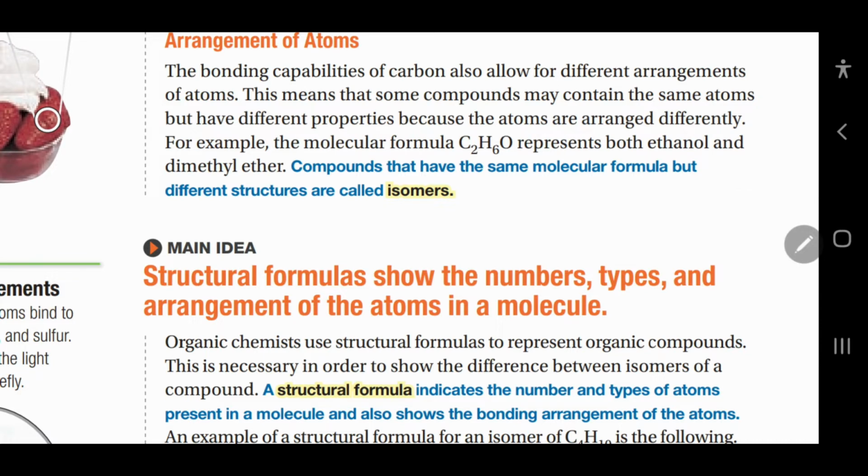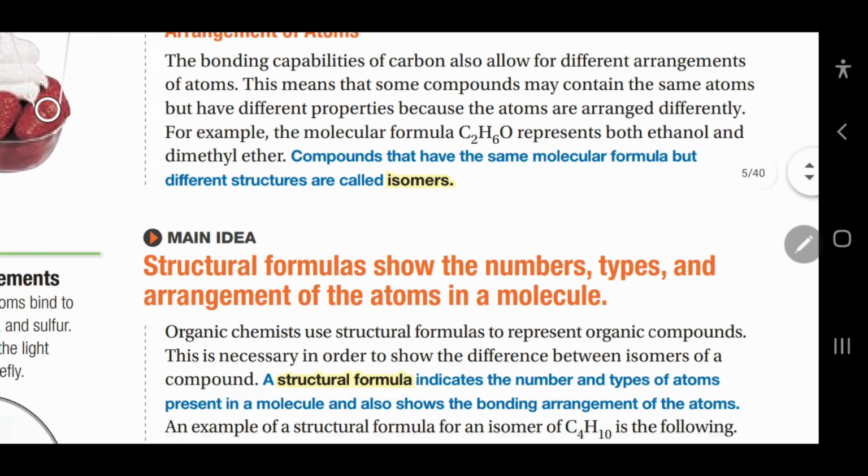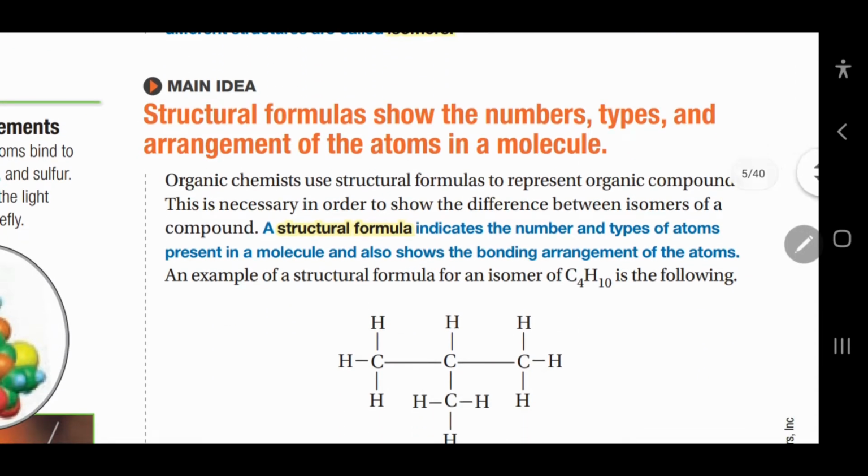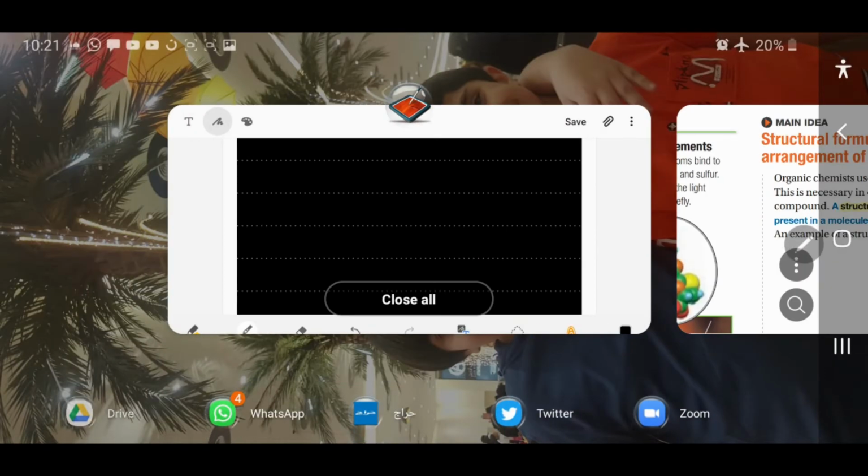Now, what do we mean by structural formula? The structural formula is a formula that indicates the number and type of atoms present in a molecule and also shows the bonding arrangement of the atoms.